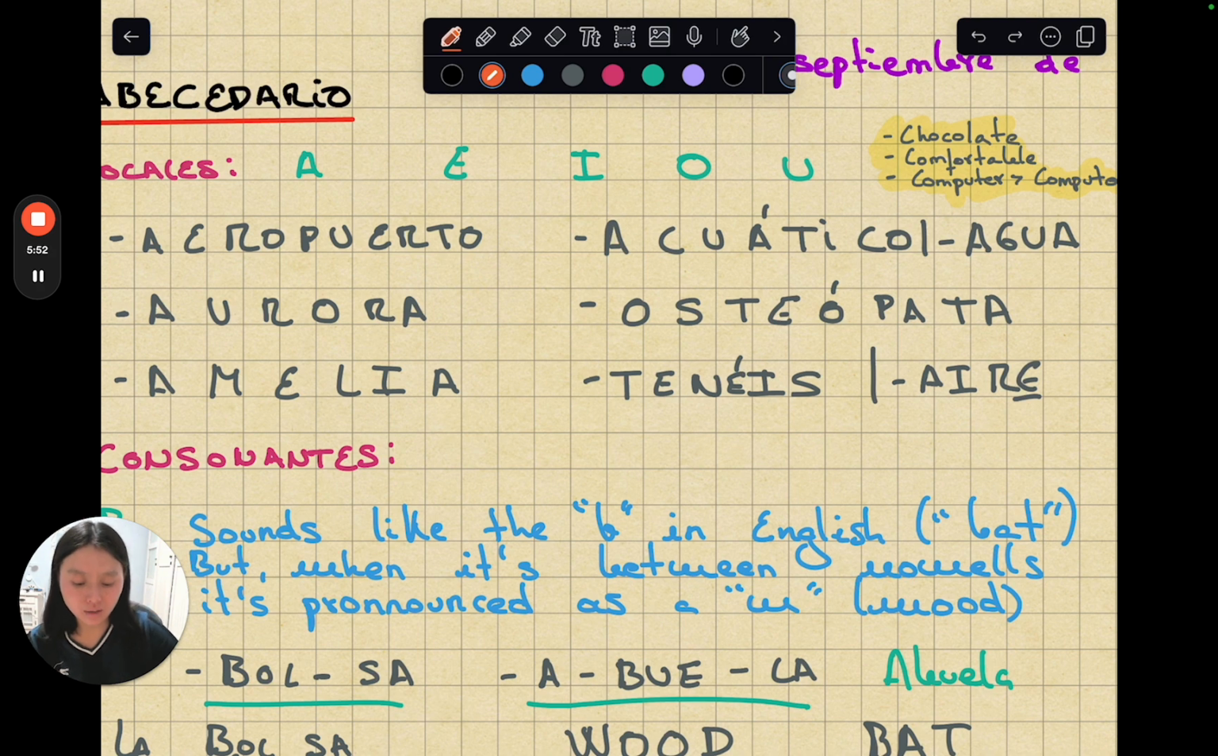So now I'm going to underline a letter in a vowel, and you're going to pronounce it. Okay? Let's do it.